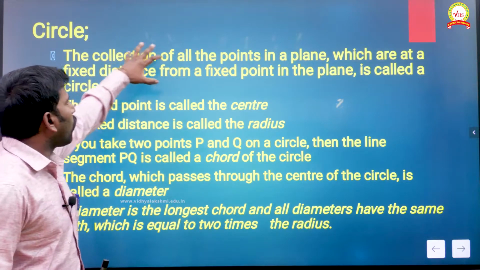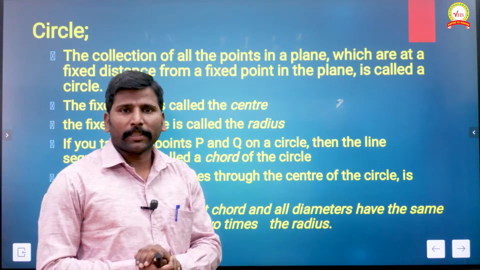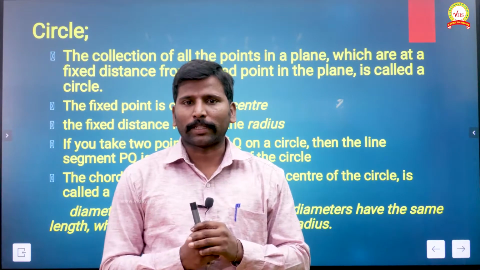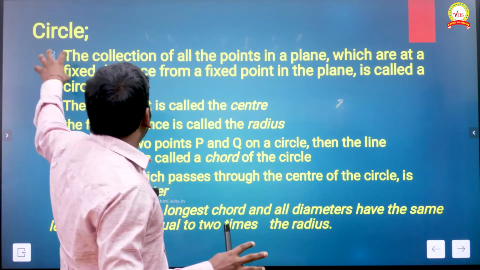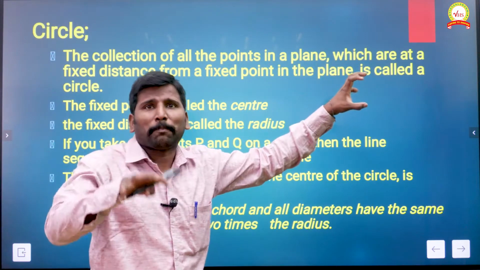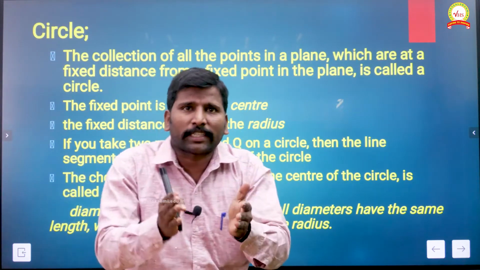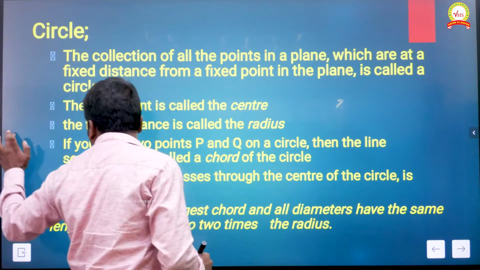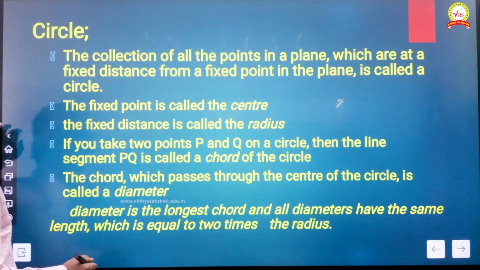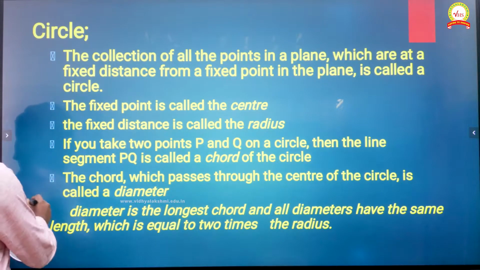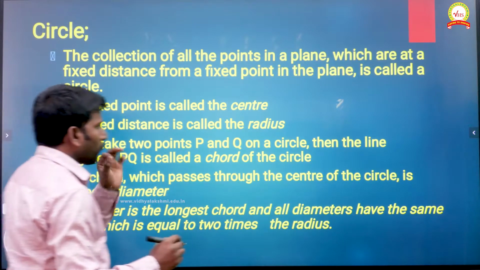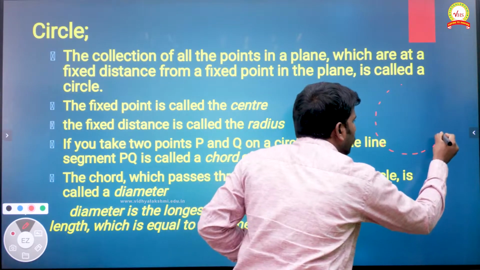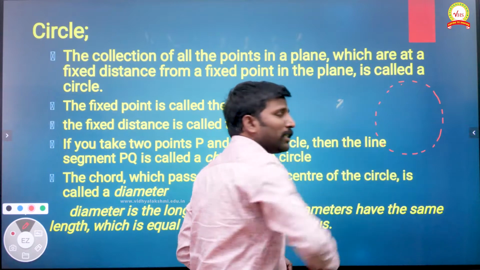The collection of all points in a plane. Plane in the sense of a rectangular board, a rectangular surface area, you can just consider. From that, if you take the collection of all points which are at a fixed distance from a fixed point, it is called a circle. For example, let me go through the diagram. See children, suppose we are taking a collection of all these points like this, we have a lot of points in this plane.